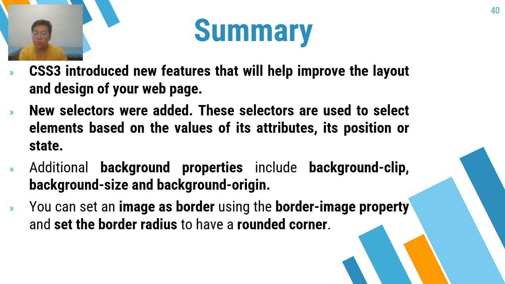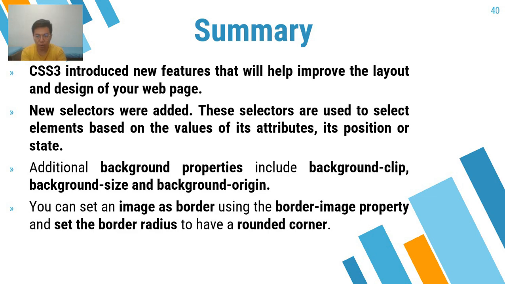CSS3 introduced new features that will help improve the layout and design of your web page. New selectors were added. These selectors are used to select elements based on the values of their attributes, their position, or state. Additional background properties include background clip, background size, and background origin. And you can set an image as border using the border image property and set the border radius to have a rounded corner.